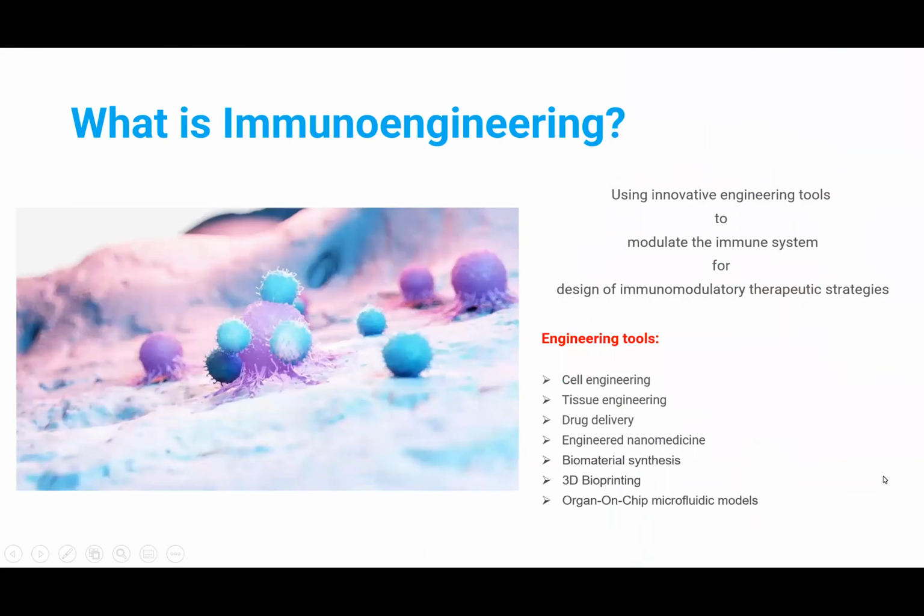So what is the definition of immunoengineering? When we talk about immunoengineering, we talk about using innovative engineering tools to modulate the immune system for the design of immunomodulatory therapeutic strategies. If we have a disease related to the immune system, we need to modulate it, meaning we need to stimulate or suppress it. Stimulate, like in the case of cancer, and suppress the immune system activity, like in the case of autoimmune diseases.